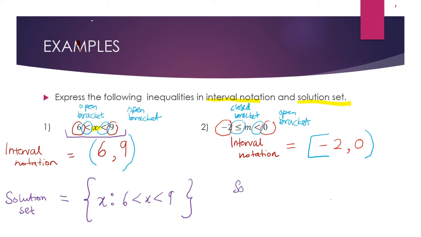And now I will do my solution set. So for solution set, I will have a curly bracket. And then my variable this time is m. So I'll write that down, m double dot. I'll copy the entire inequality: -2 less than or equals to m less than 0.